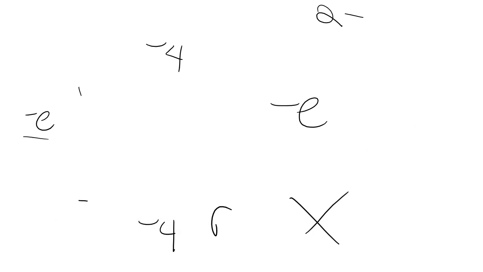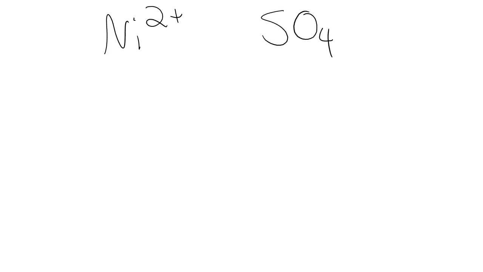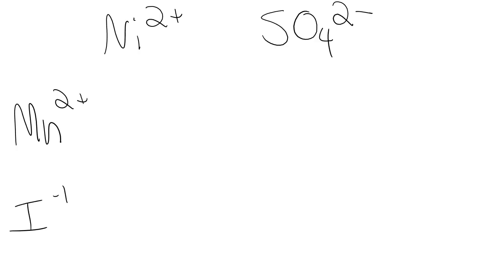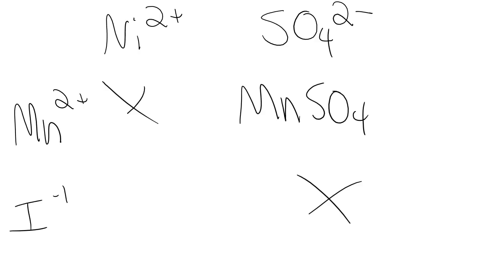Let's try another one. We got nickel sulfate. Nickel's 2+. Sulfate is a polyatomic, ends in "ate." It does not end in "ide." We got manganese iodide. Manganese is a +2. Iodide is a -1. Positives aren't going to go together, so this is going to be MnSO4, and this is going to be NiI2.